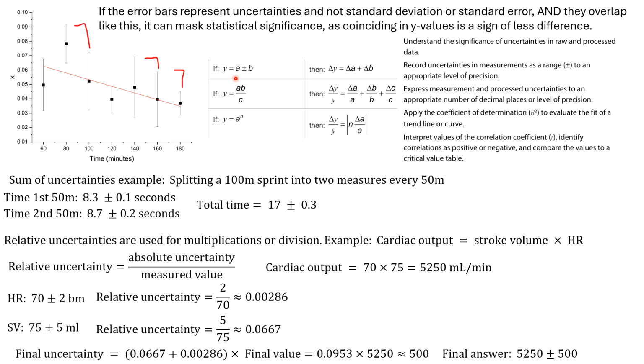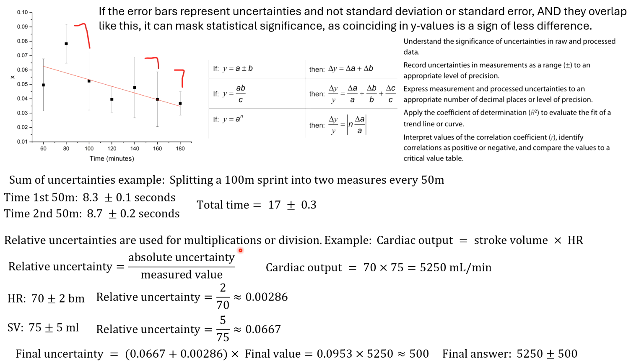Now, using the uncertainties formulas, so sum of uncertainties. For example, if you split a 100 meter sprint into two measures every 50 meters, and you have these two times, the total time is going to be adding the times, and then the uncertainties add as well. So 0.1 plus 0.2, 0.3.